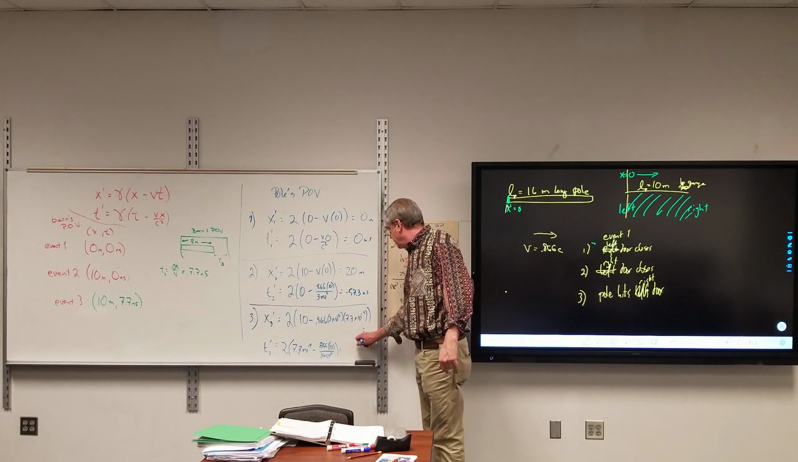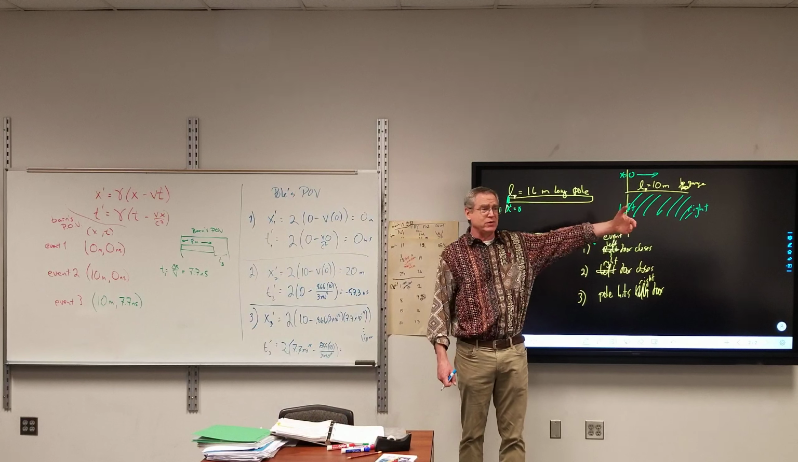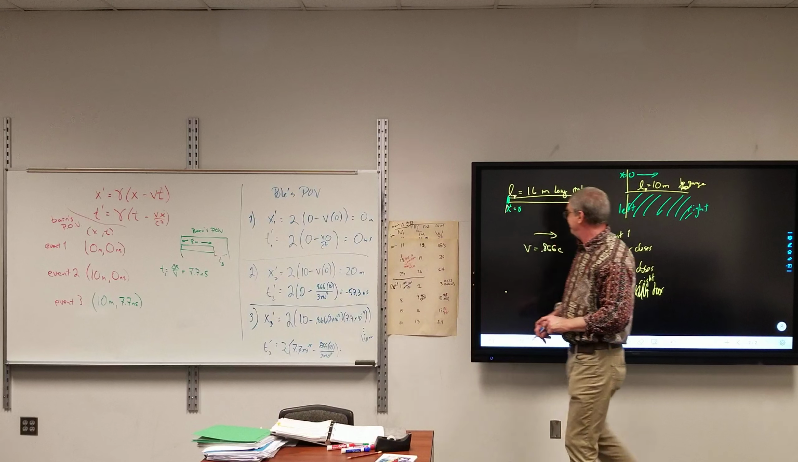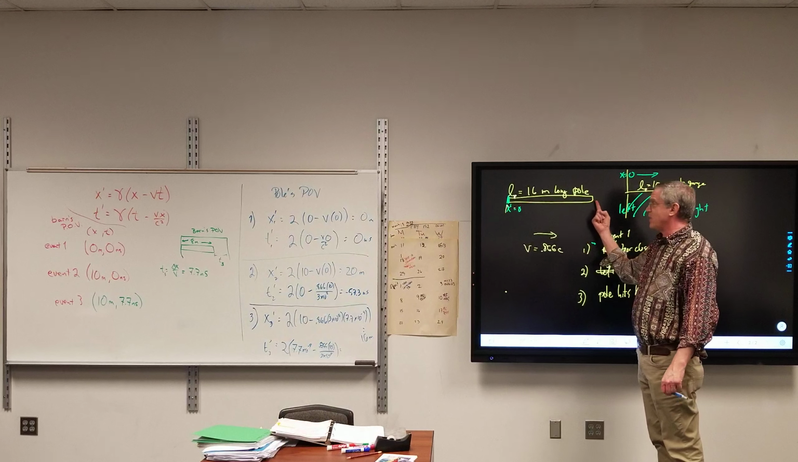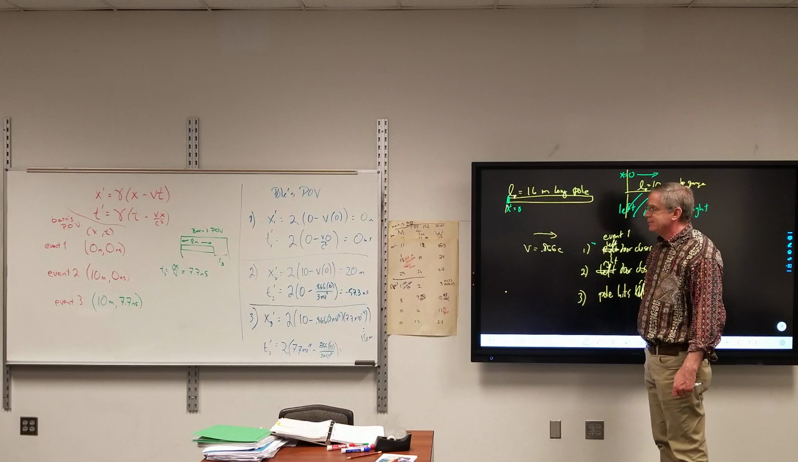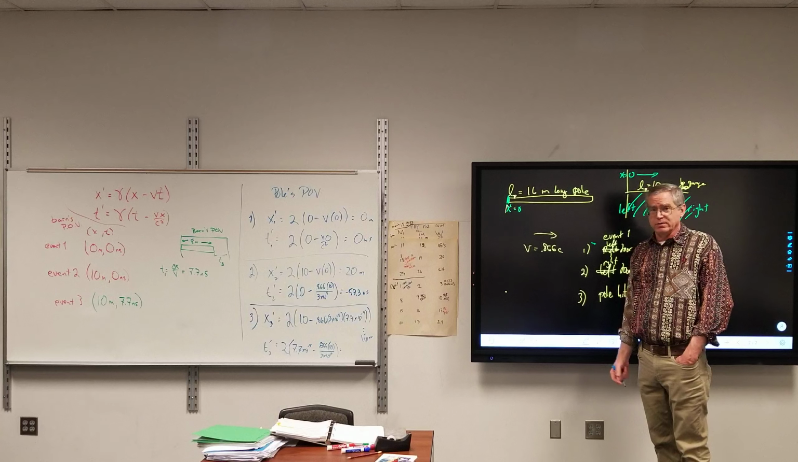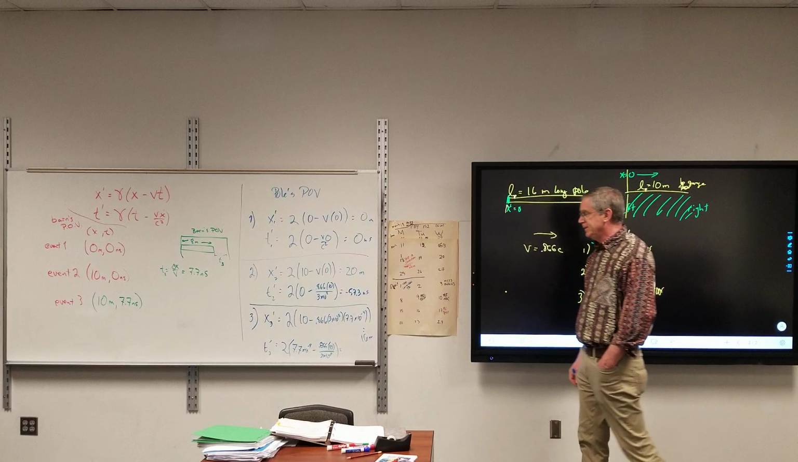Alright, for X prime, I got 15.999 or 16. Okay, which makes sense from the pole's point of view. When the pole hits it, whatever's happening over here should be 16 meters away from 0. So we should feel good that something went right because it comes out to the length of the pole.